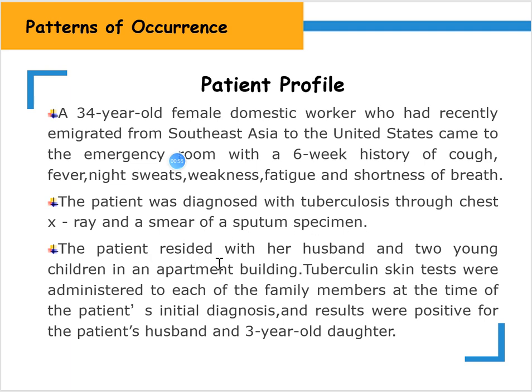The patient resided with her husband and 2 young children in an apartment building. Tuberculin skin tests were administered to each of the family members at the time of the patient's initial diagnosis, and the results were positive for the patient's husband and 3-year-old daughter.